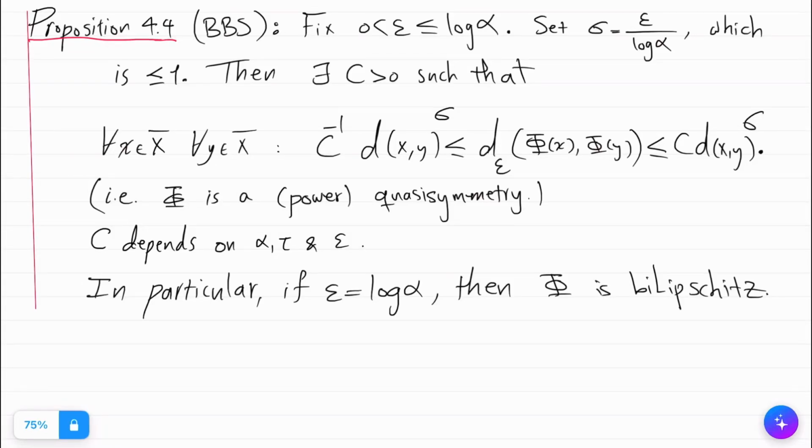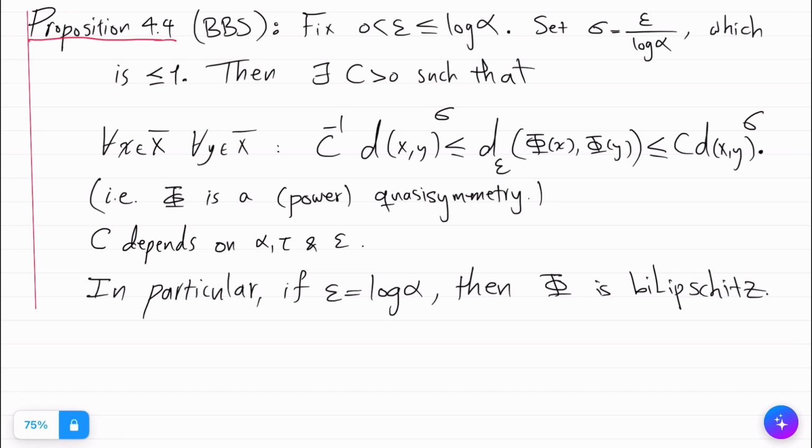We ended the previous lecture with this main result: the boundary of the uniformized hyperbolic filling is quasi-symmetric to the original space, and in the case of epsilon being chosen to be log alpha, the two spaces are indeed bi-Lipschitz. The proof is in BBS, and the construction of phi was discussed in the previous lecture as well.